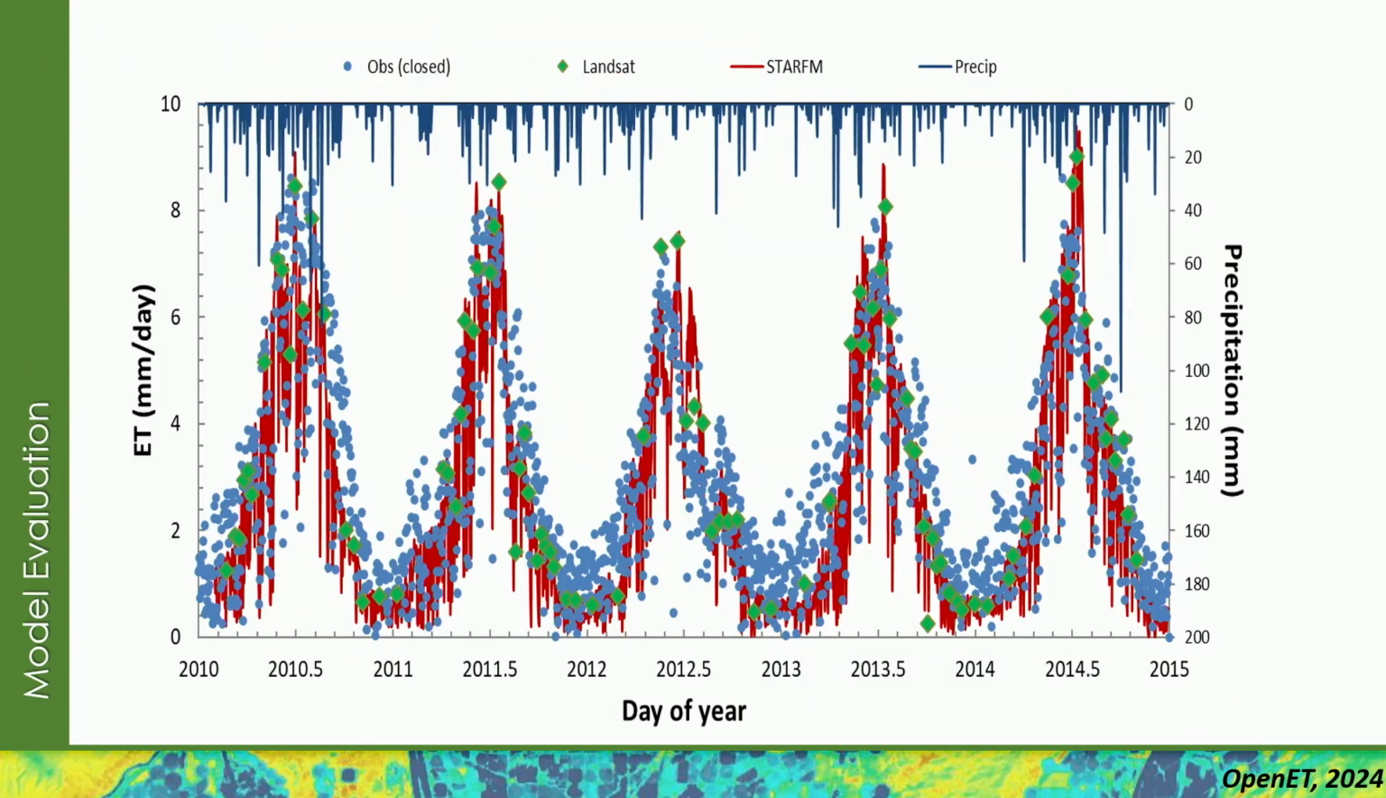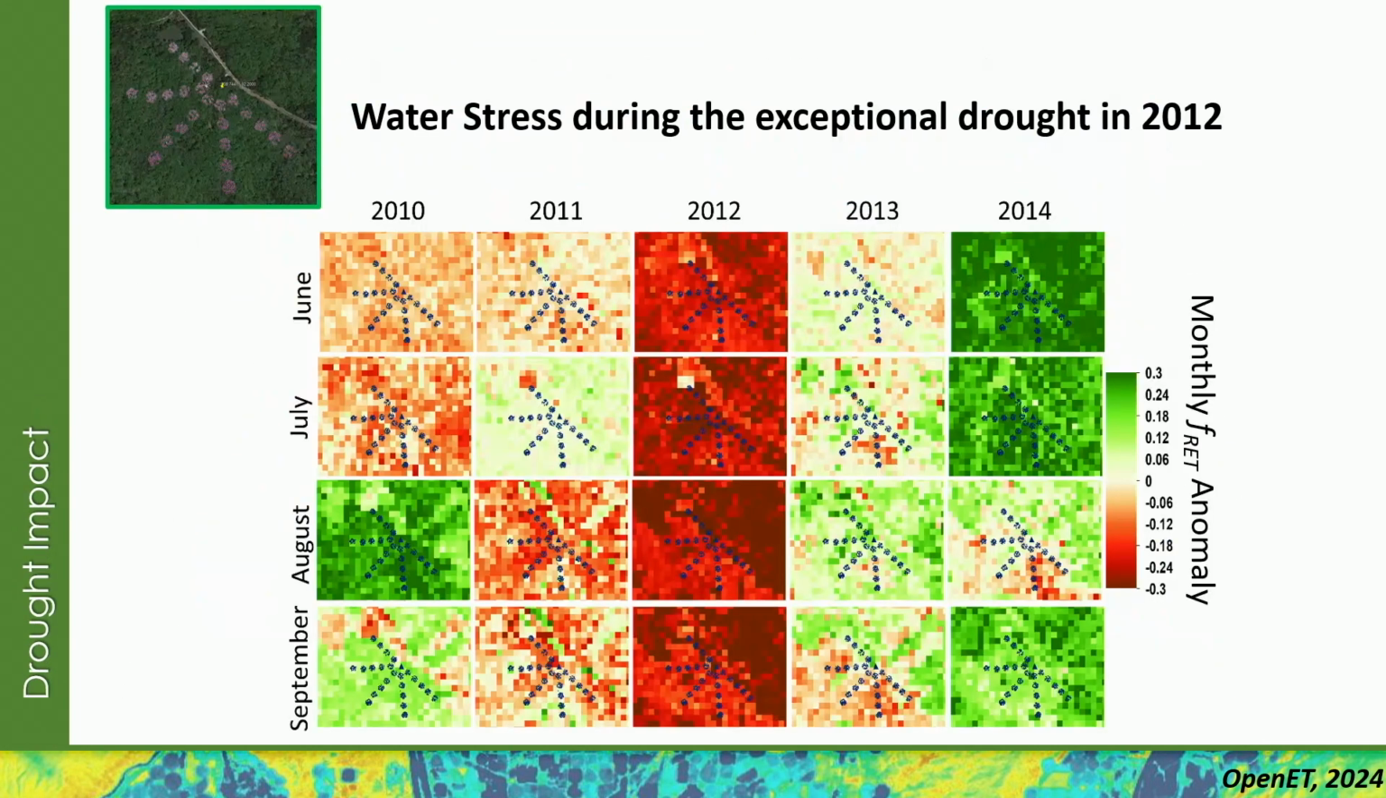Again, we did a very careful evaluation. It works well. And this is the FRET anomaly. Again, red means stress and green means healthy condition. You can see for the drought year 2012, we have very severe stress over the entire region.